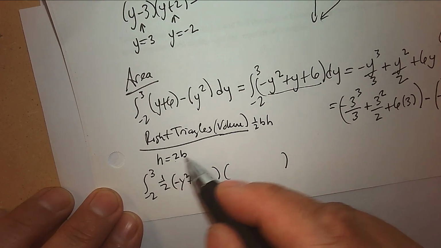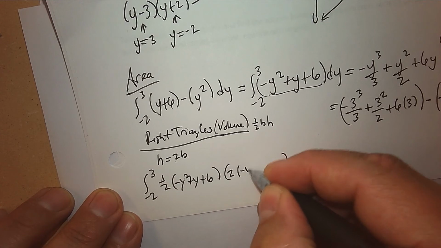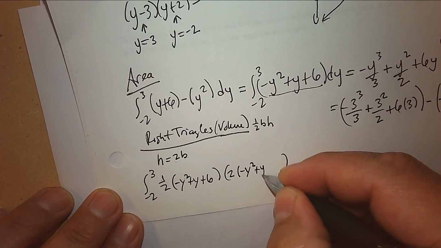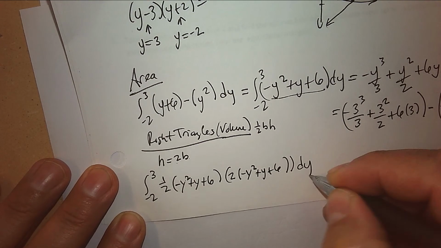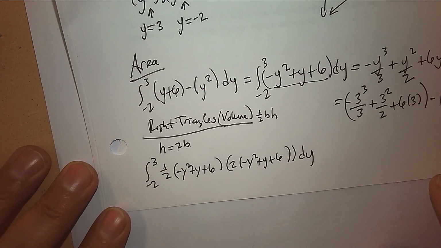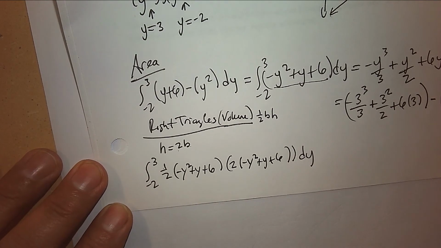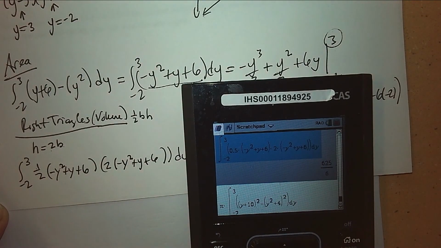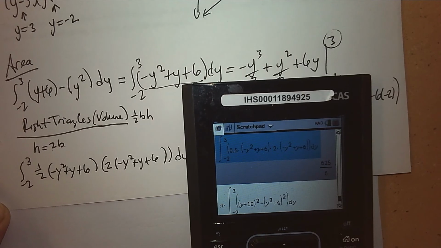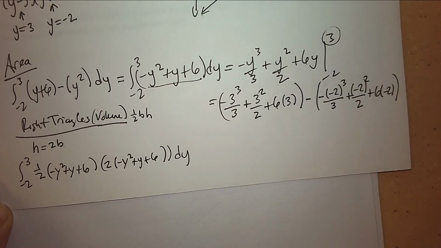height. And the height is twice the base. So I'm going to put in 2 and then write the base down again. -y² plus y plus 6. And that's dy. And that is what you put in your calculator. So if you put in your calculator, I think I already have it in here. This is what it looks like. So -2 to 3, you type it in, see if it matches. And you can see the answer is 625/6. Press pause, try it.